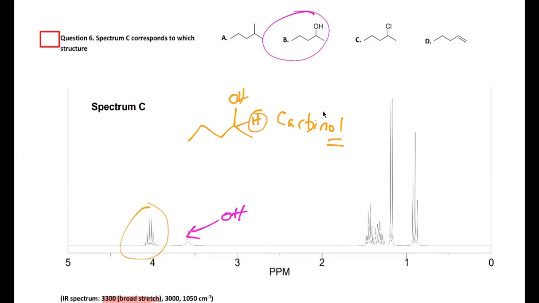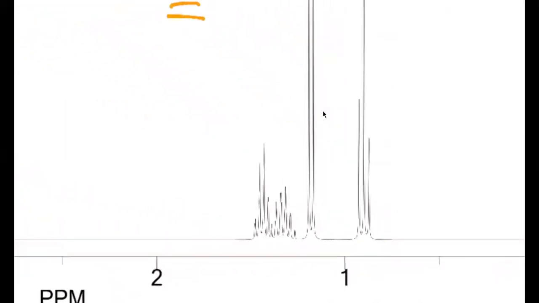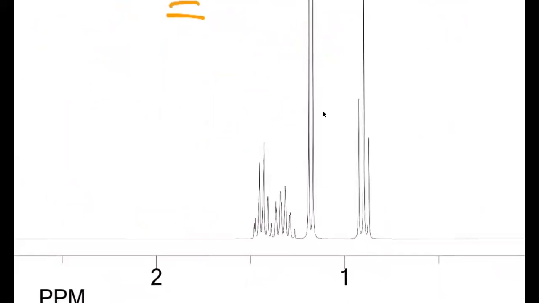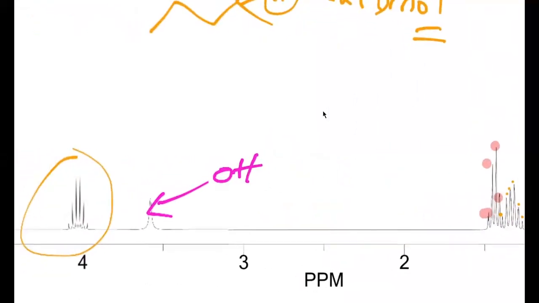So you should be able to go through this one and pick out these signals, right? You can see that quartet right here, 1, 2, 3, 4. Then you can see another signal next to it here, 1, 2, 3, 4, 5, 6. See a doublet, and then you see a triplet. And then down here, you're going to see that same 1, 2, 3, 4, 5, 6, that same sextet.